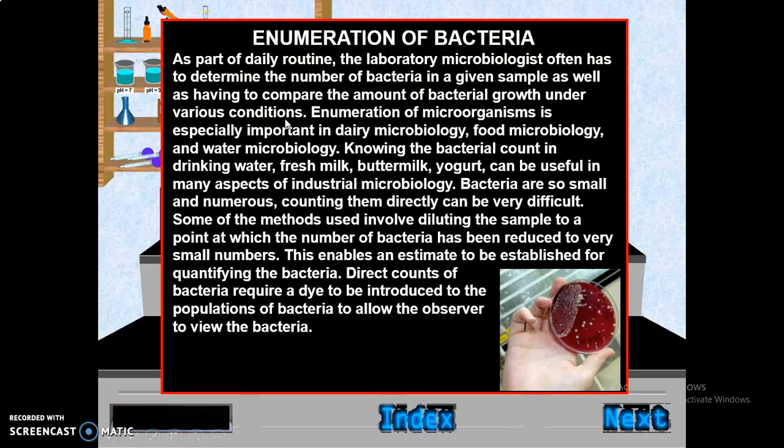This is the meaning of enumeration of bacteria. As part of daily routine, laboratory microbiologists are often asked to determine the number of bacteria in a given sample, as well as having to compare the amount of bacteria growth under various conditions. Enumeration of microorganisms is especially important in dairy microbiology, food microbiology, and water microbiology. Knowing the bacteria count in drinking water, fresh milk, buttermilk, and yogurt can be useful in many aspects of industrial microbiology.